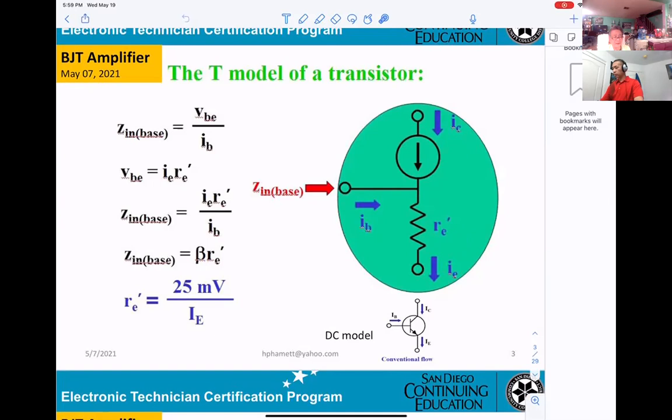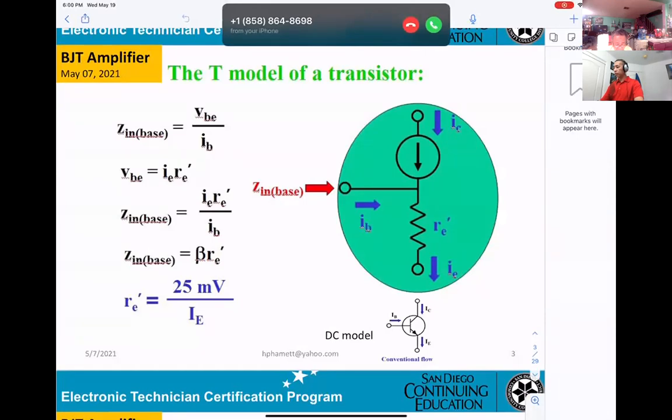Okay? And now, if I say I want VB, when I'm talking about VB, you must understand the voltage will be measured from the base.